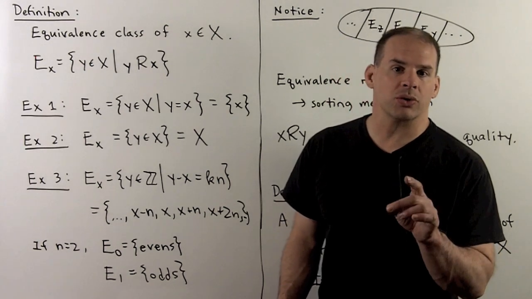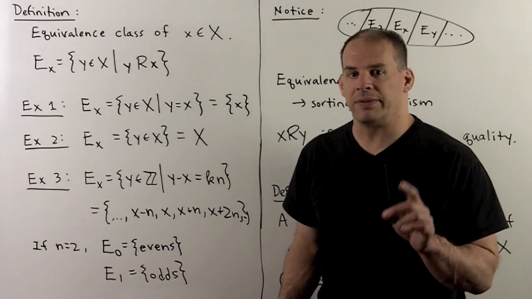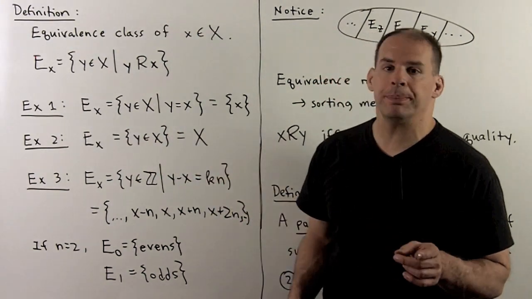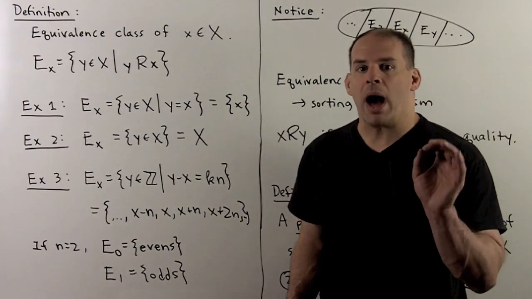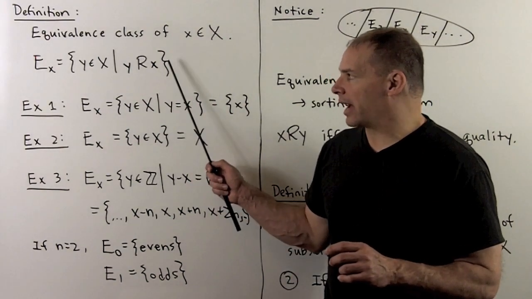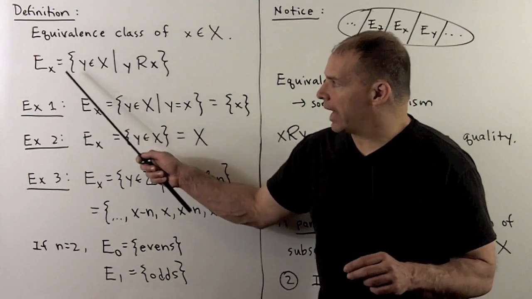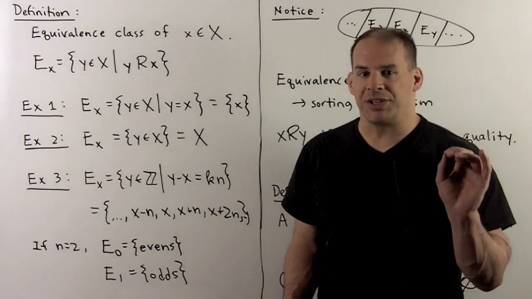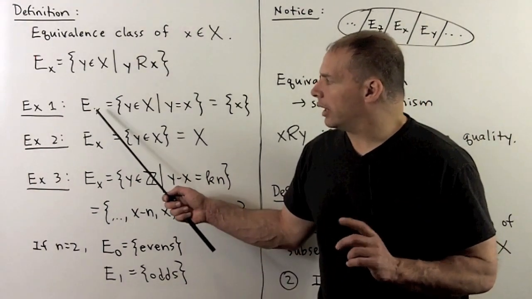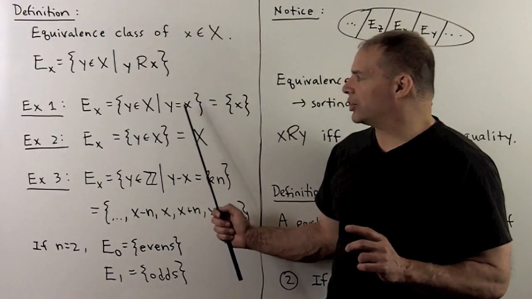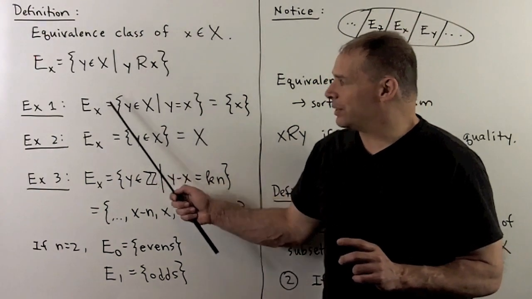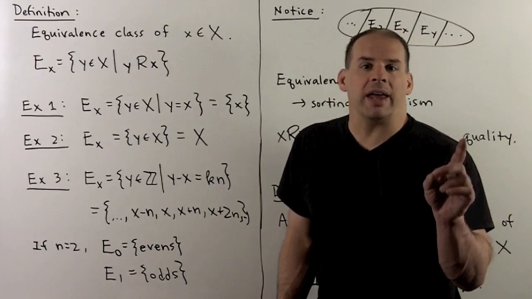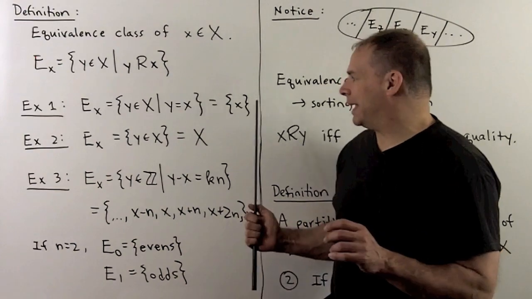Now, to see what an equivalence relation is really doing, we need another definition. We'll say the equivalence class of the element X in our set is given as the set of all Y in our set such that Y is related to X. Then I'll denote this E sub X. Now, let's run this definition through our examples. In our first example, where the relation was equality, E sub X is going to be the set of all Y in our set such that Y is equal to X. So there's only one element in this equivalence class, and that's going to be X itself.